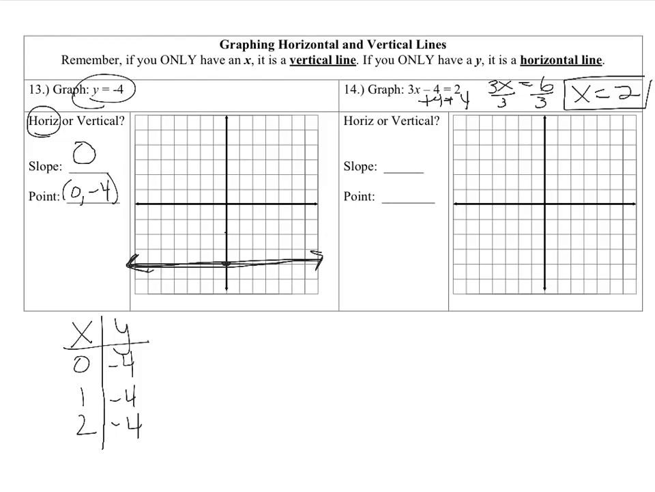So that right there, x equals 2, because we're missing our y value, that's saying that all of the x values have to be 2. That's going to give us a vertical line. Or I have an x-intercept of 2, right? So the slope is going to be undefined.